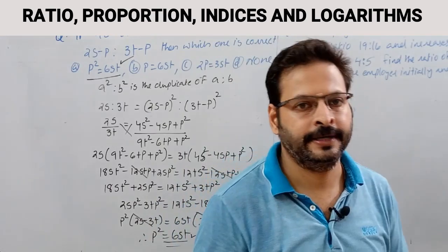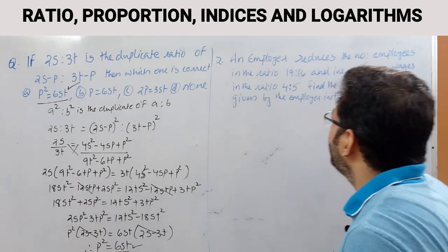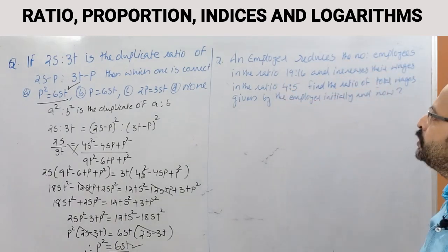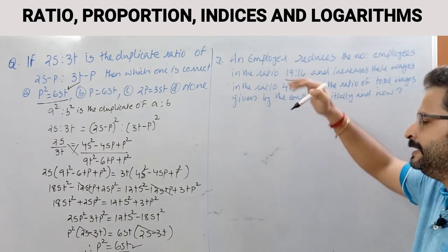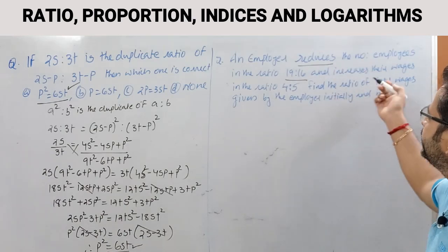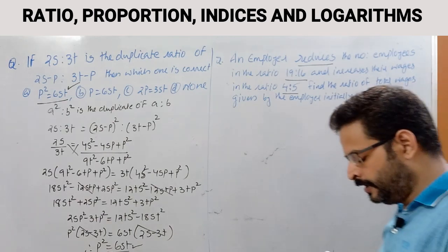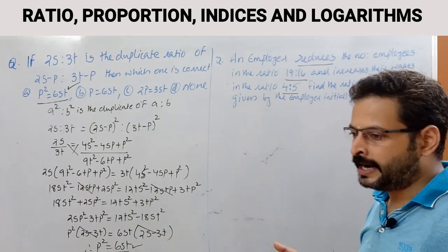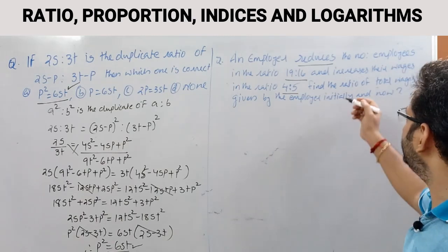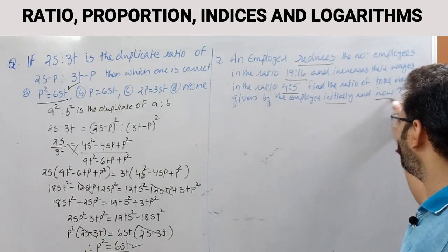Now the next question. An employer reduces the number of employees in the ratio 19:16. That means decreasing trend, reduces. Then increases their wages in the ratio 4:5. That means the employer reduces the workforce and per head wage increases. Find the ratio of total wages given by the employer initially and now.